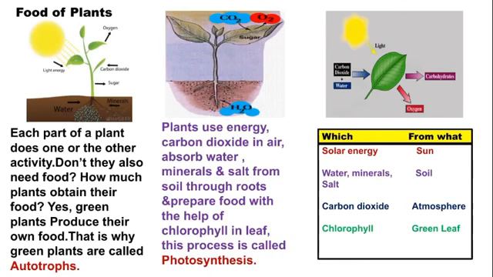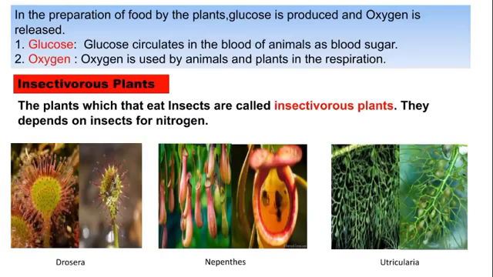So children, below I prepared one column, which and from what? Solar energy. From what will we get the solar energy? Obviously the sun, correct. Water, minerals and salt from the soil. Carbon dioxide from the atmosphere, chlorophyll from the green leaf. So next, children, in the preparation of food by the plants, glucose is produced and oxygen is released. Just now in the last picture we have seen, isn't it? In photosynthesis, glucose is produced and oxygen is released.